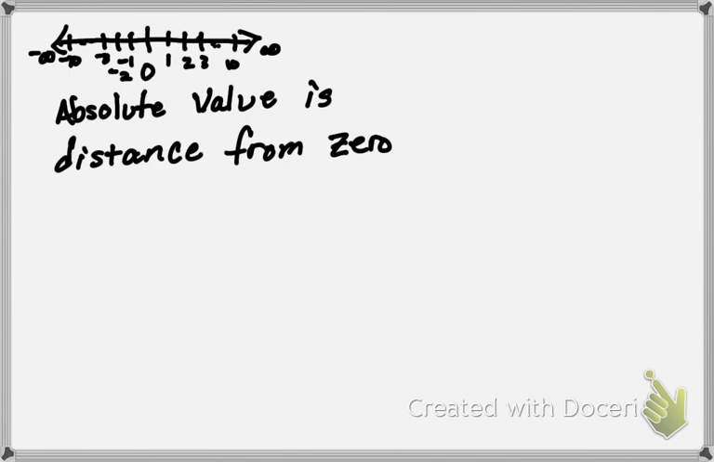The absolute value of 5 is equal to 5 because it's 5 units from zero. The absolute value of -5 is also 5 because it is 5 units from zero as well.